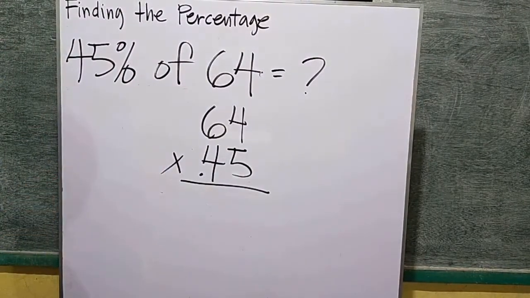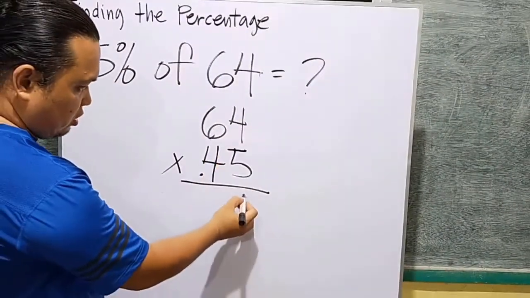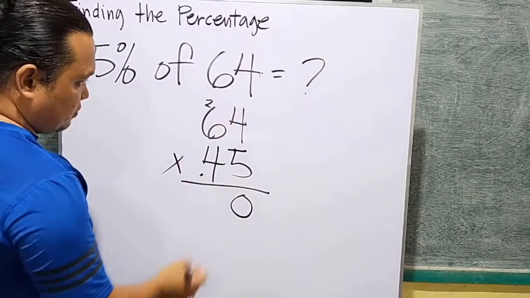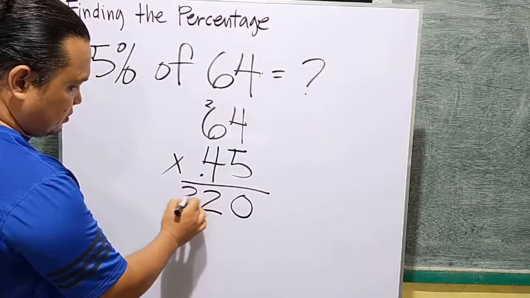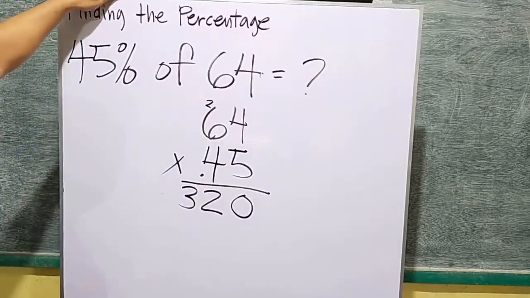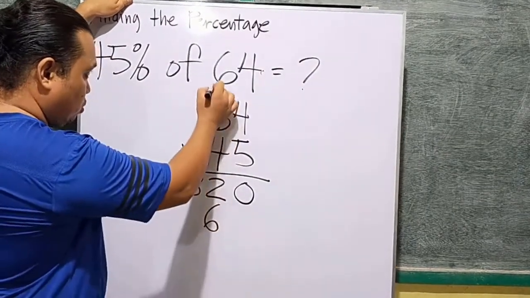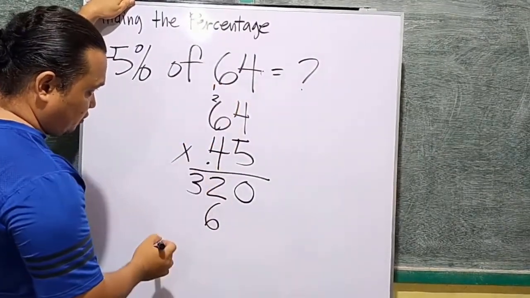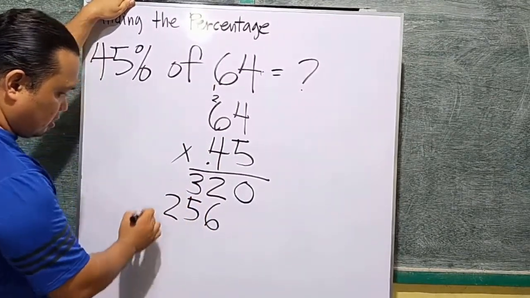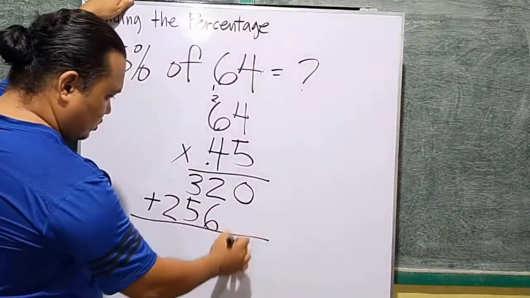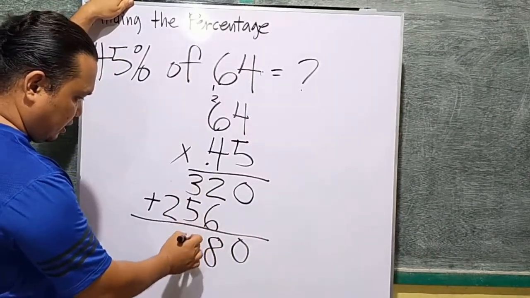Let's multiply just like whole numbers. Now, let's start from 5. 5 times 4 is 20. 0, carry 2 here. 5 times 6 is 30, plus 2, that's 32. 2 and 3. Let's do the 4. Now, 4 times 4 is 16. 6, carry 1. 4 times 6 is 24, plus 1, that's 25. 5 and 2 here. And let's add 0. 2 plus 6 is 8. 3 plus 5 is 8.